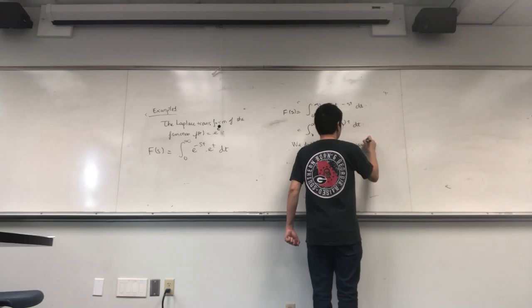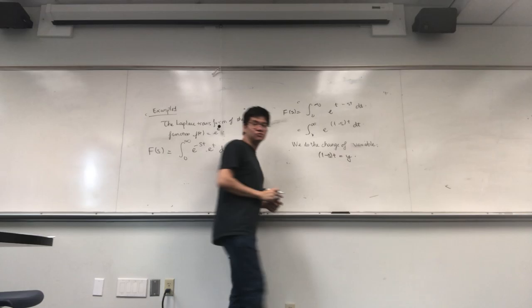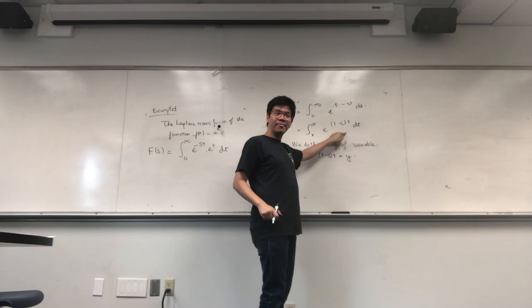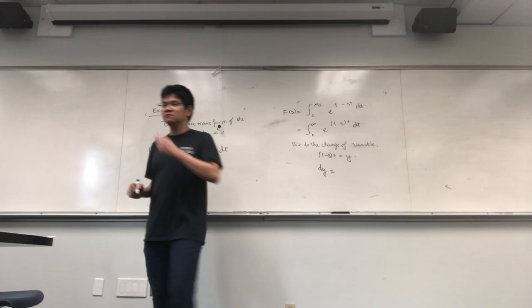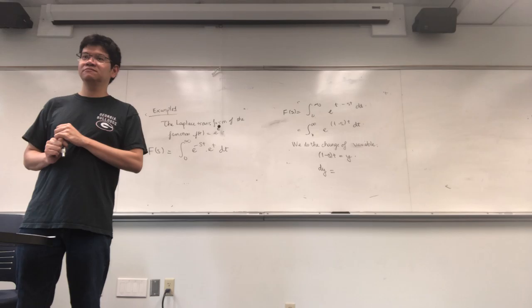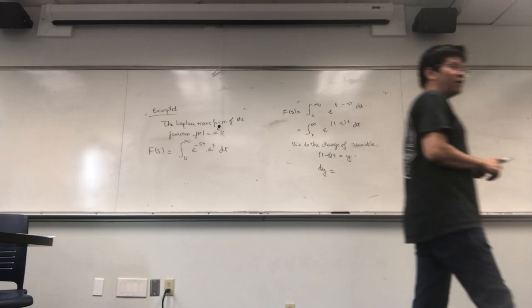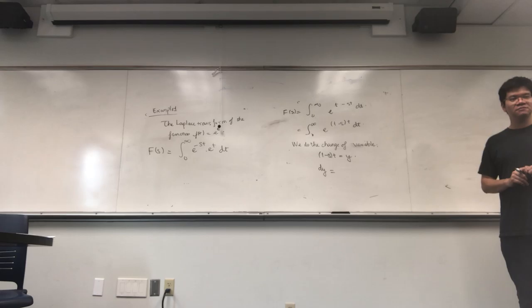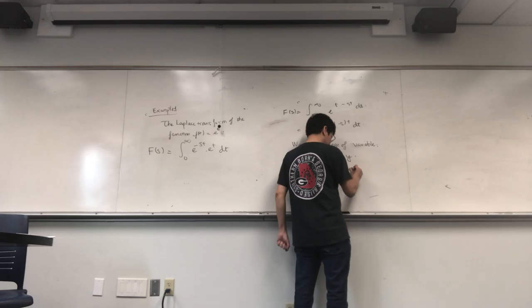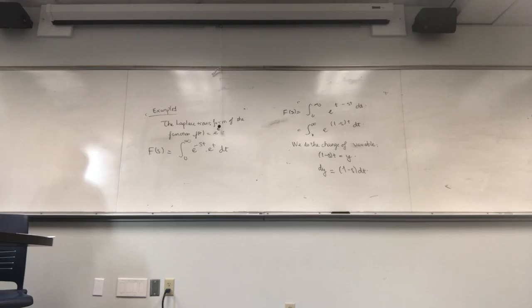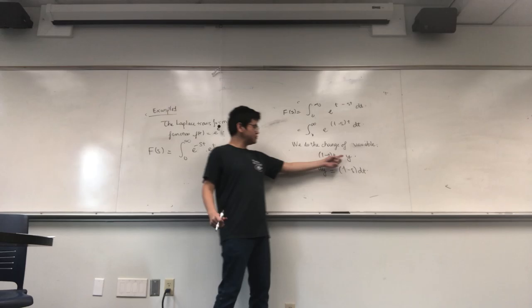1 minus s times t is equal to y, right? So you change the variable, so you change this into y. So in this case, what is dy? I want to do this in a new variable. The derivative of y is going to be 1 minus s times dt. So basically, this is 1 minus s dt, right? Because you are integrating in t, so s is a constant. If I put y to be 1 minus s times t, then dy is 1 minus s dt, all right?